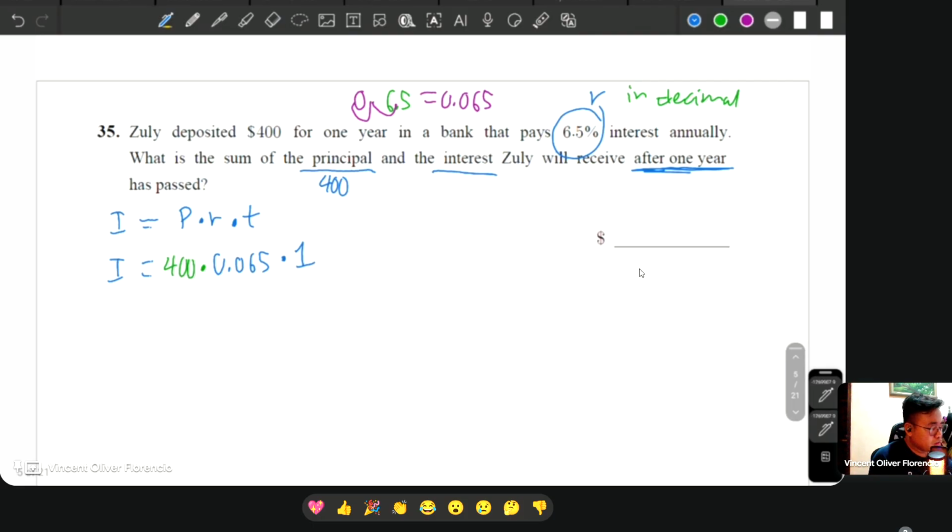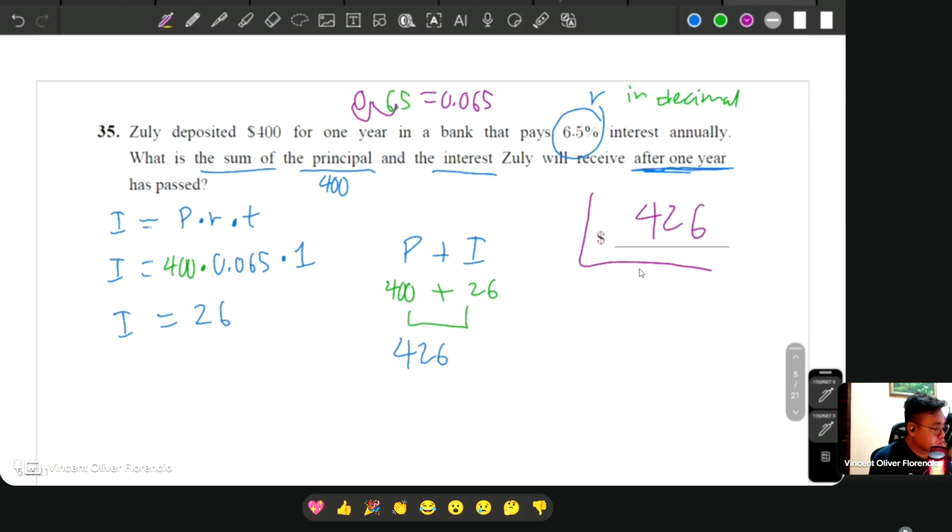Now if you multiply this, we should have an interest equal to $26. Now the question is the sum, addition, of your principal and your interest. Again, the principal is $400. The interest is $26. If you combine that, $426. I hope we're good so far here. Next one.